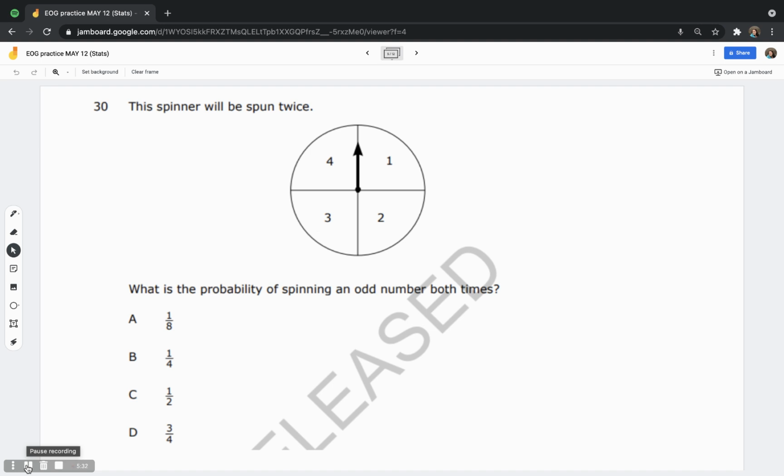The spinner will be spun twice. What is the probability of spinning an odd number both times? So the odd numbers on the spinner would be 1 and 3. So 2 out of 4 numbers are odd.